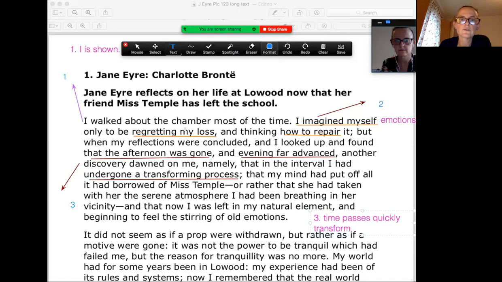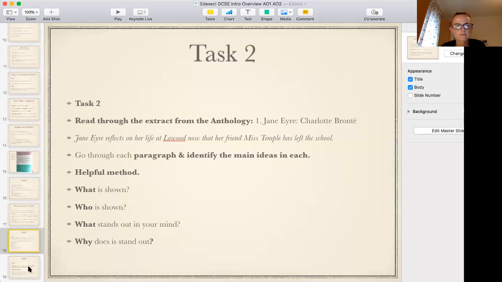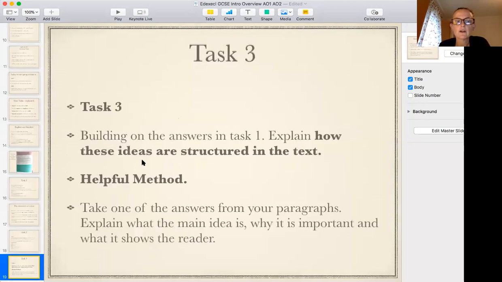So if we go back to our tasks just for a second, and I do believe I have to erase the annotation for some reason. If we just go back, sorry, I beg your pardon, to our tasks. If we think about the 1, 2, and 3, in task 3, you can build on these answers. Who is in the text, what is in the text, and what stands out in your mind. And we can look at, explain how these ideas are structured in the text.